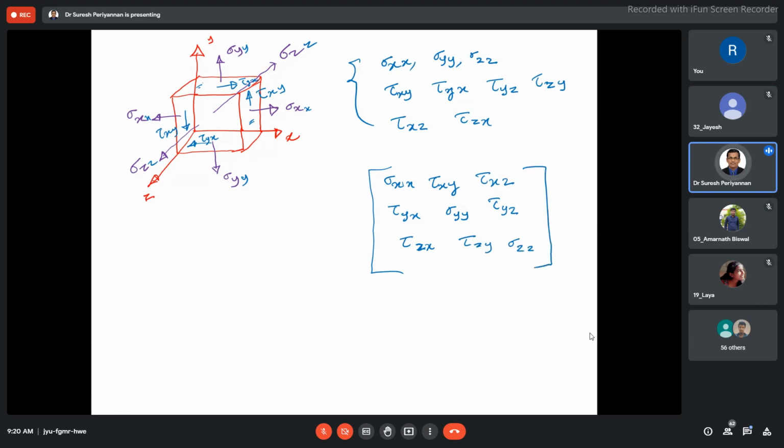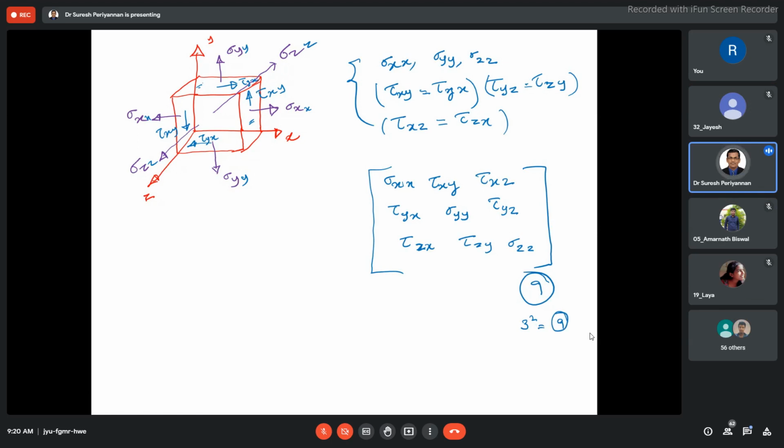Based on cross shears, these 2 guys are equal. Based on cross shear, these 2 guys are equal. Then totally 6 components are going to come. Finally we are going to consider only 6 components, but the total is 9, which is 3 power 2. In 3 dimensions, there are 9 components. This is called the stress tensor.